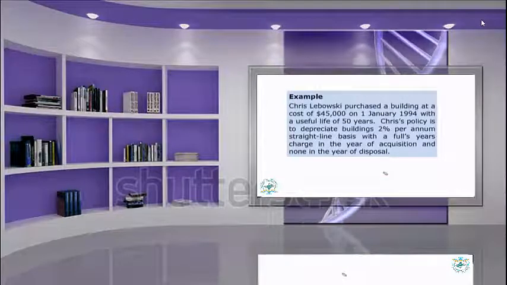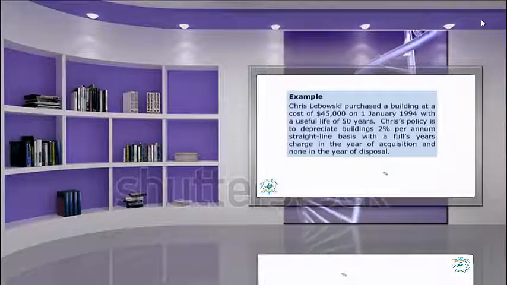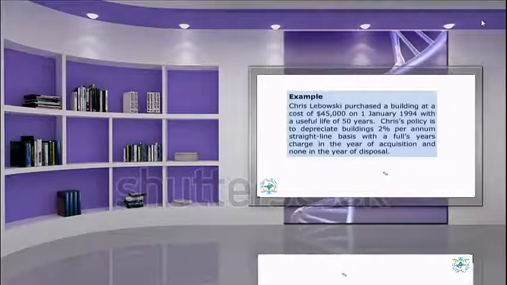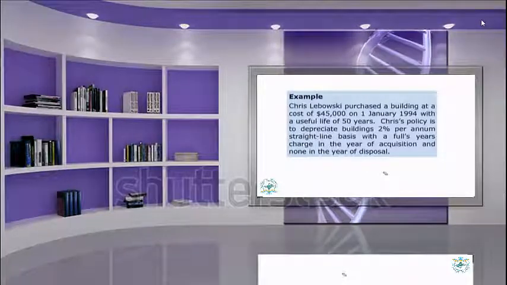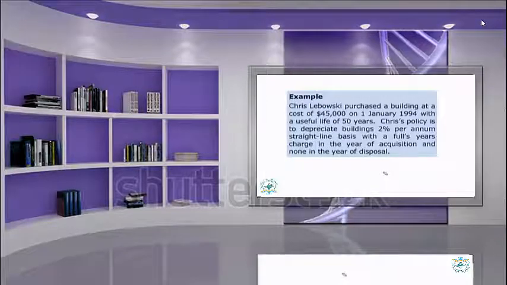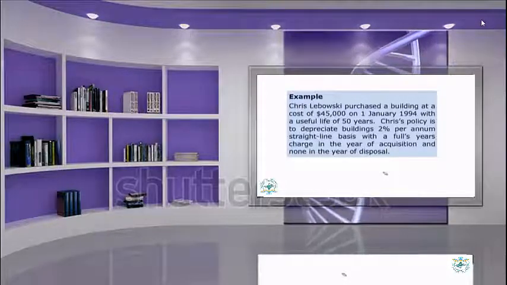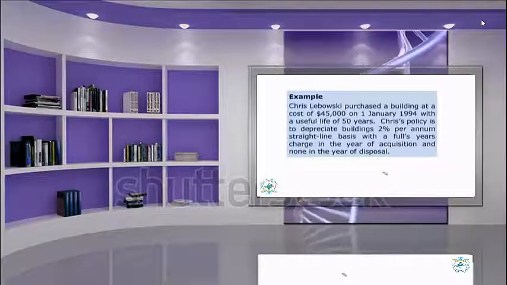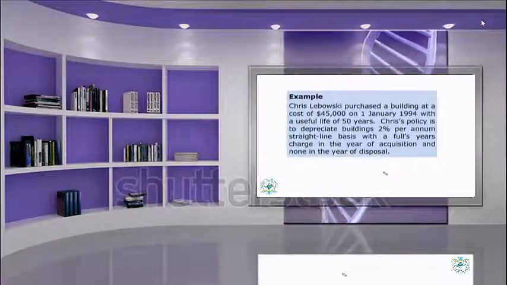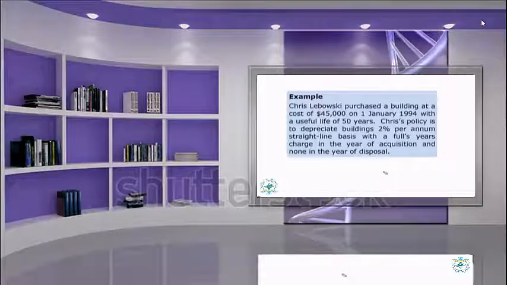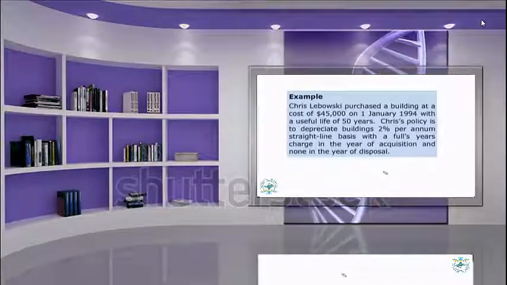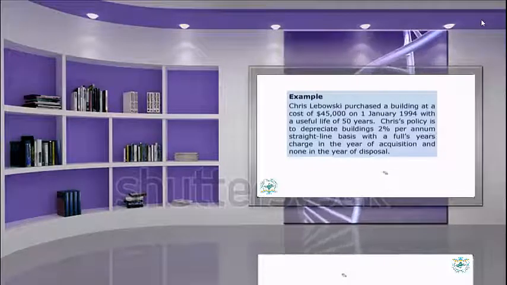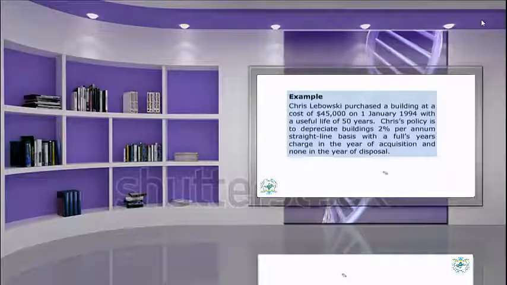So we've got this example then, and this is Chris Lebowski. Chris Lebowski purchased a building at a cost of $45,000 on the 1st of January 1994, with a useful life of 50 years. Chris's policy is to depreciate the buildings 2% per annum straight line basis, with a full year's charge in year of acquisition and none in the year of disposal. So we've got 2% per annum straight line, so that would be 2% on cost, with a full year's worth of depreciation in the year of acquisition, so no proportionate depreciation in this example.